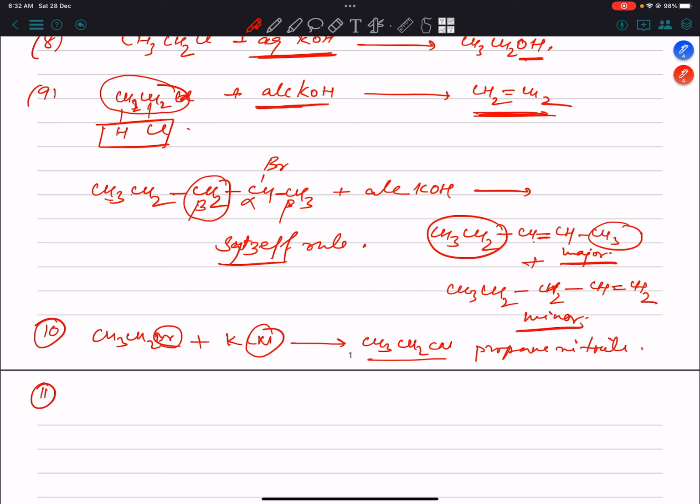Next reaction is when an alkyl halide, say bromoethane, reacts with AgCN, then it forms isonitrile. This is CH3CH2NC. So the name is propane isonitrile. Here you see in propane isonitrile the bond is formed between carbon and nitrogen, but in nitrile the bond is formed between carbon and carbon.